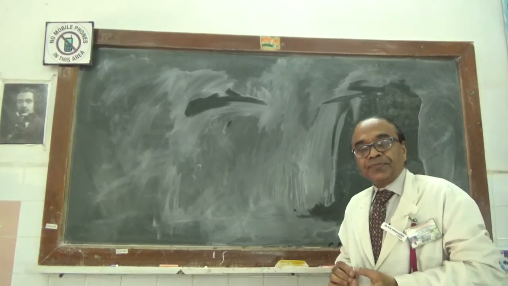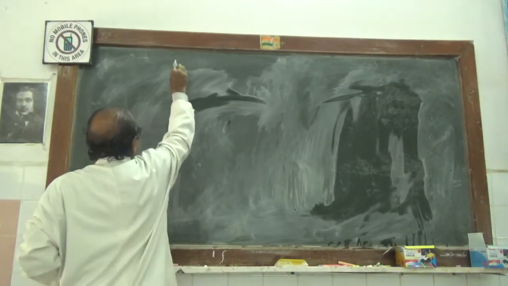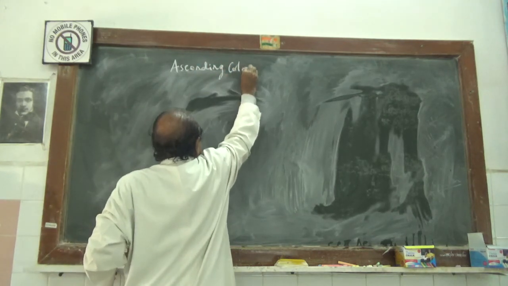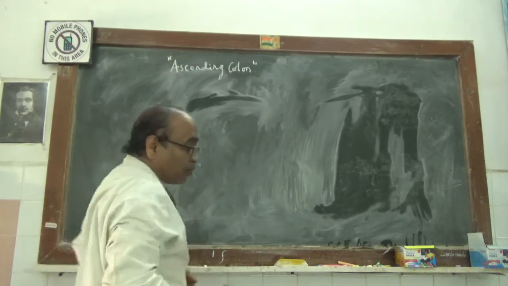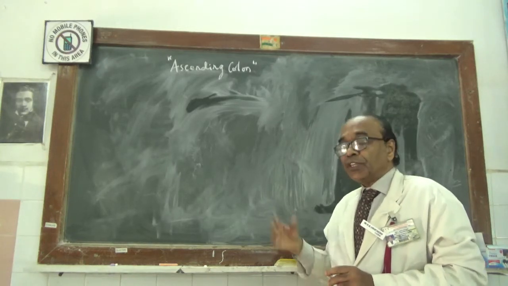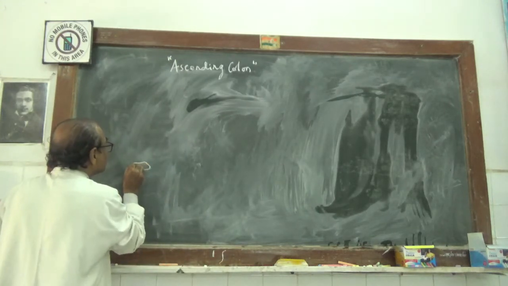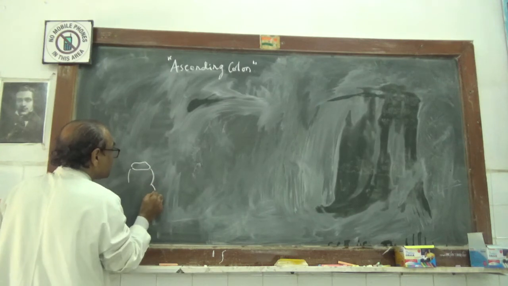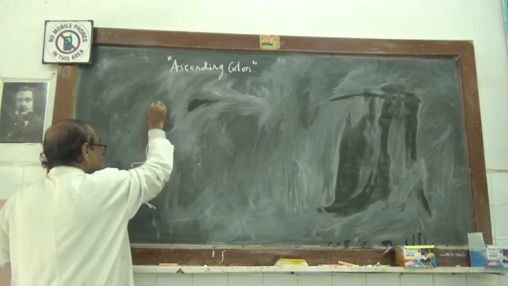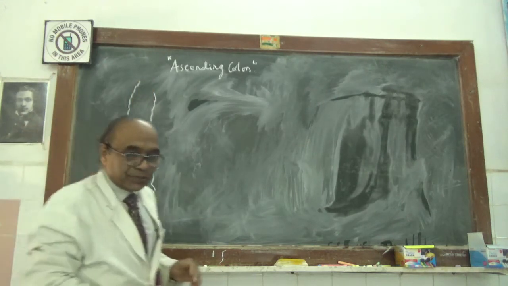Today we will go for another part of the large intestine that is called the ascending colon. So the ascending colon is the one which will be ascending from the ending of the cecum. So this is the cecum, from it will be going to ascend upwards in the right lumbar region.